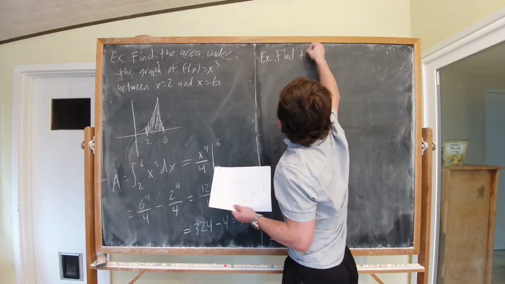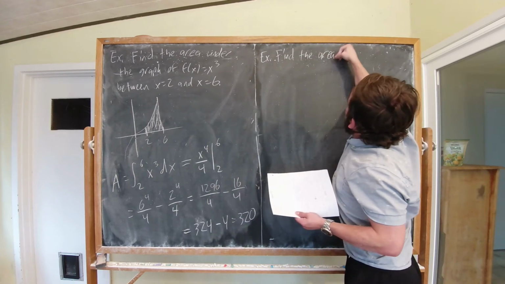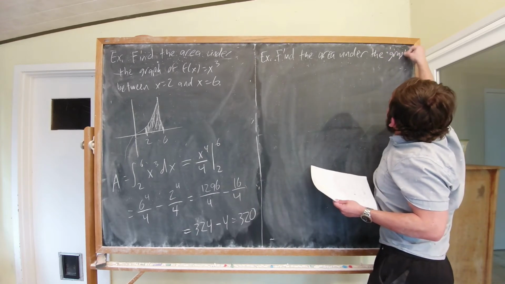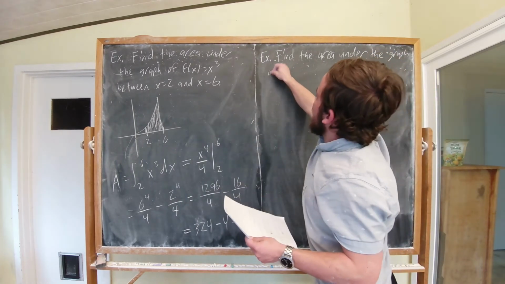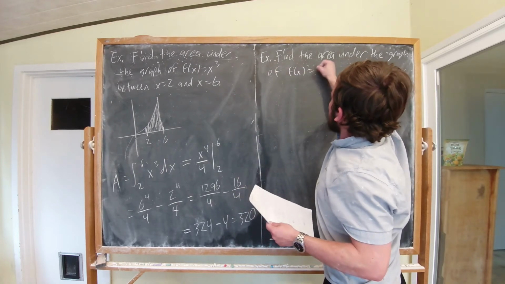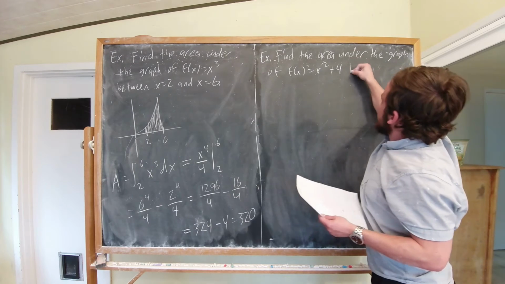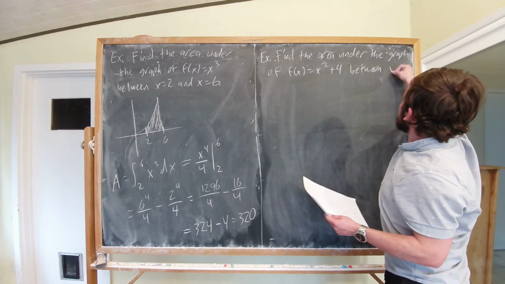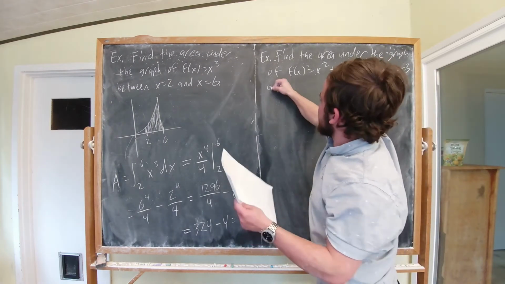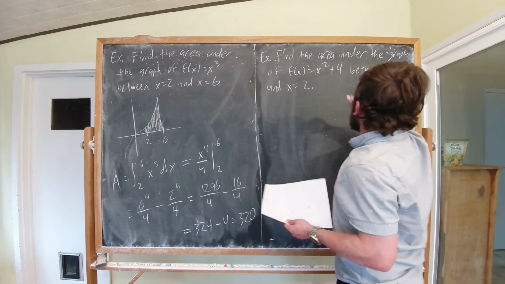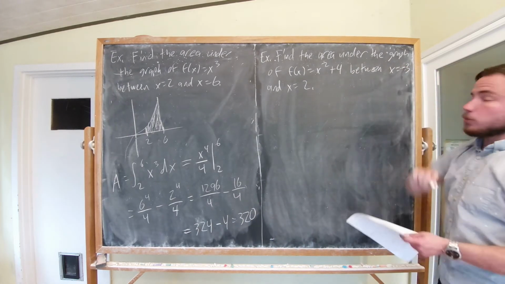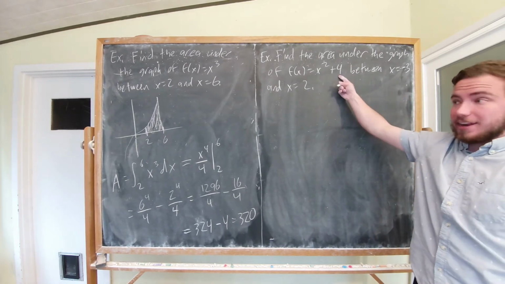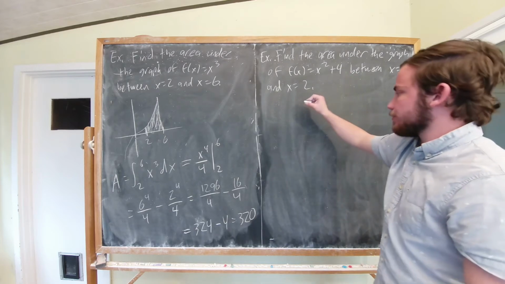Find the area under the graph of f of x equal to x squared plus 4 between -3 and +2. And you might say, okay, does tossing a negative number in as one of our endpoints change anything? Not in the slightest. As long as the function is non-negative, it's truly the area under the curve.